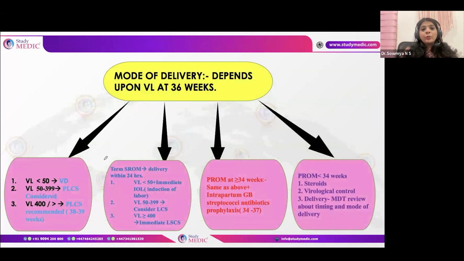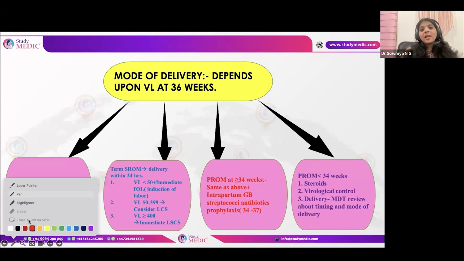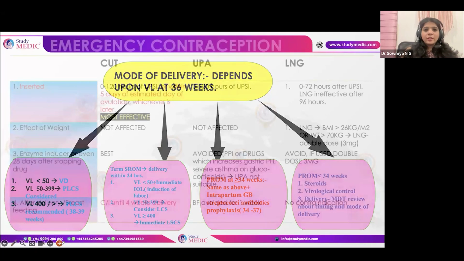And you guys need to know the viral load for HIV so that the mode of delivery can be decided. Less than 50, vaginal route of delivery. 50 to 399, planned vaginal delivery or cesarean. More than 400, obviously planned cesarean section. And if they have term rupture of membranes, try to induce as soon as possible. PPROM, you would need to start the GBS prophylaxis, and start inducing after understanding the pros and cons of the risk.